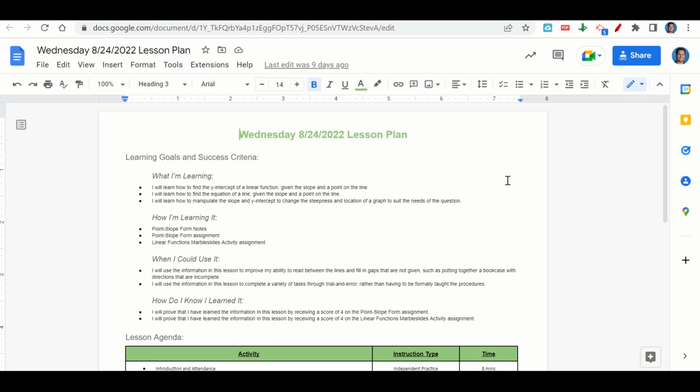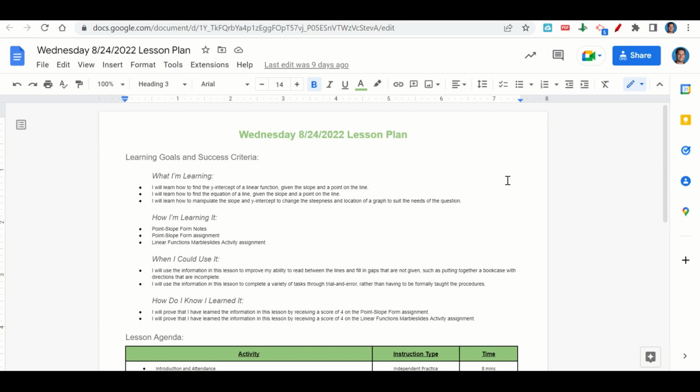Welcome everyone. Let's begin our lesson for today by going over the learning goals and success criteria. First, what are we learning? We're learning how to find the y-intercept of a linear function given the slope and a point on the line, how to find the equation of a line given the slope and a point on the line, and how to manipulate the slope and y-intercept to change the steepness and location of a graph to suit the needs of a question. How are we learning it? Through the point-slope form notes and the point-slope form assignment, as well as the linear functions marble slides activity assignment.